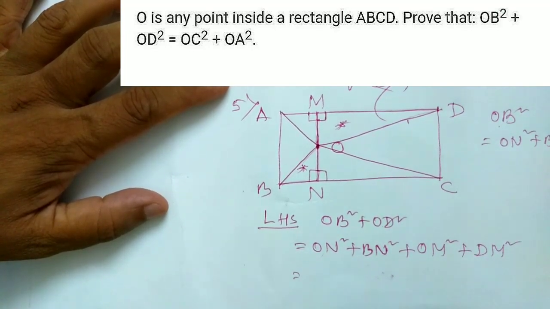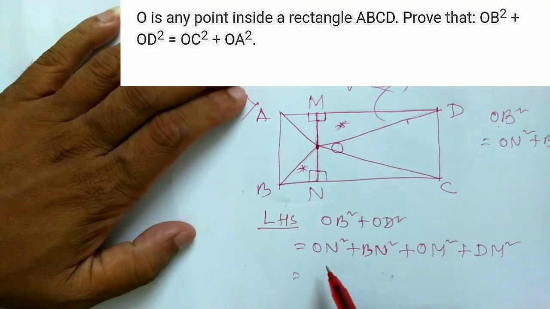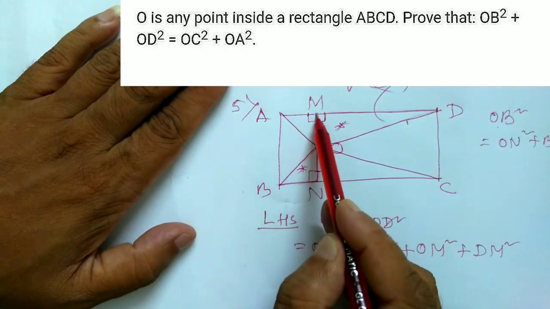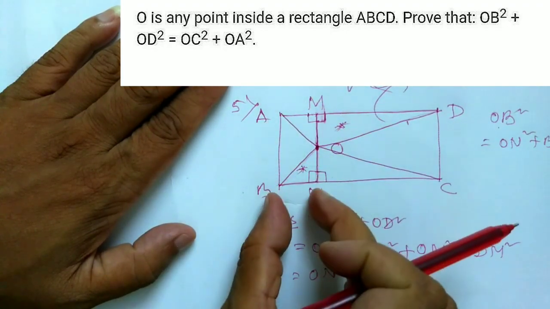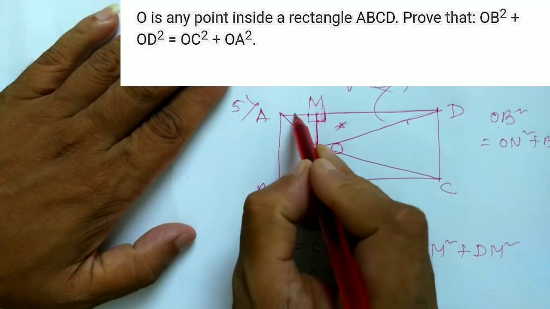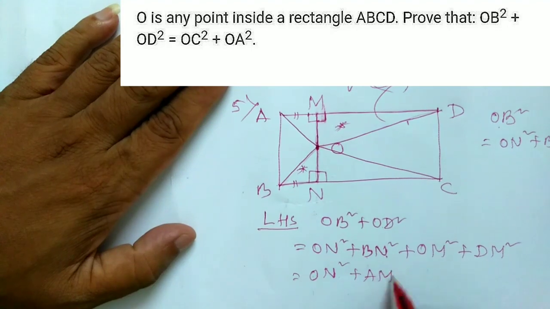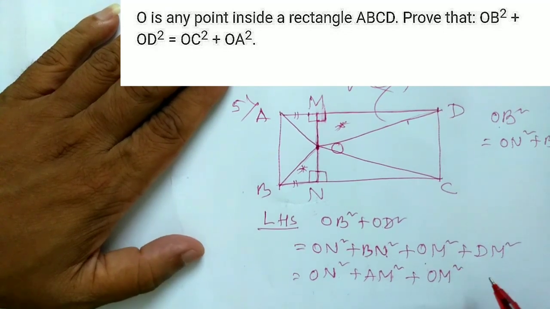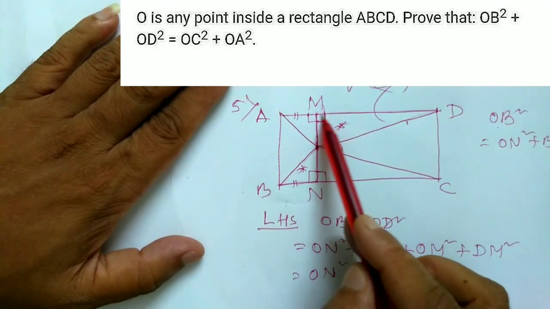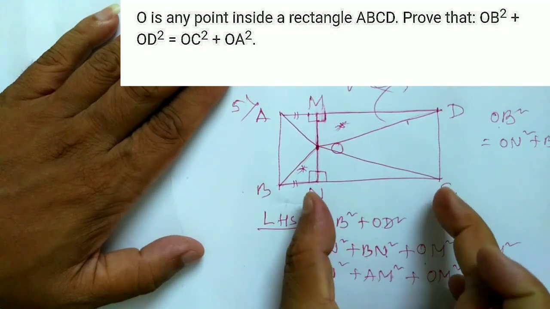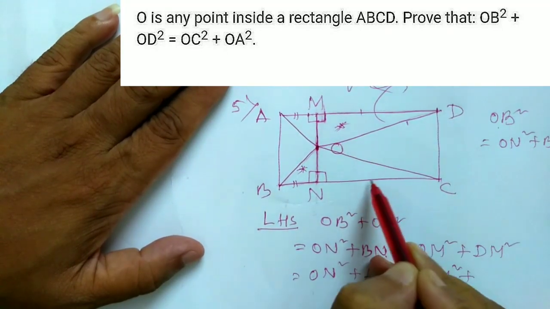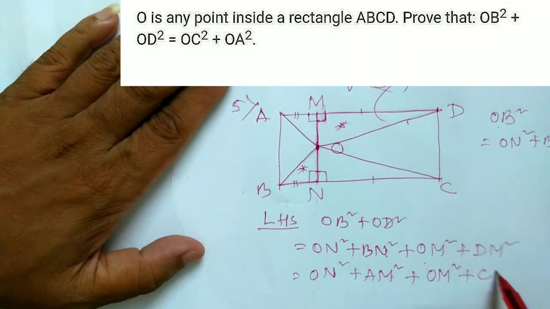Fine. Now see this. ON square we will keep as ON square, will not change it. BN square, instead of this BN, I can write AM. Yes, this portion is equal. So instead of BN, I can write AM. So AM square plus OM square, we are not changing it, plus DM square. Instead of this DM, I can write, yes, CN. DM equals CN. You can see that DM equals CN. So instead of DM square, I will write CN square.